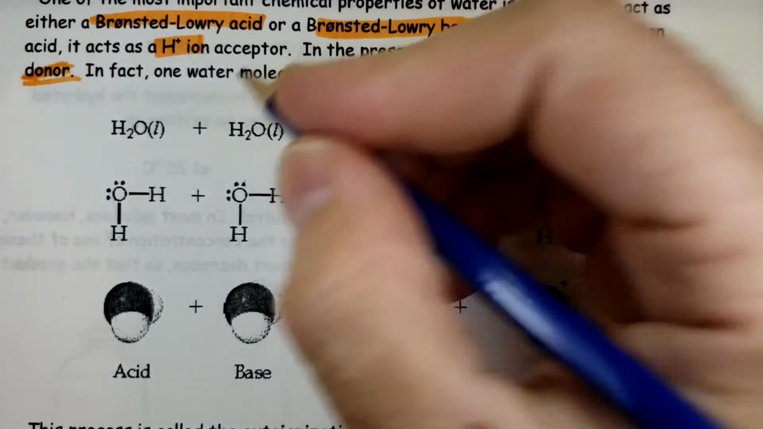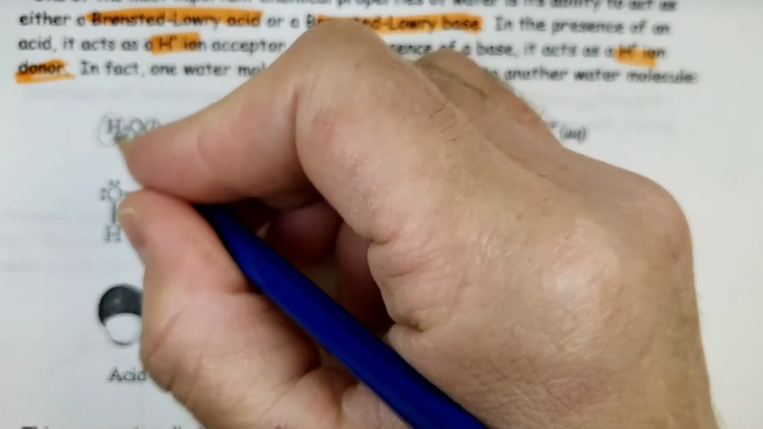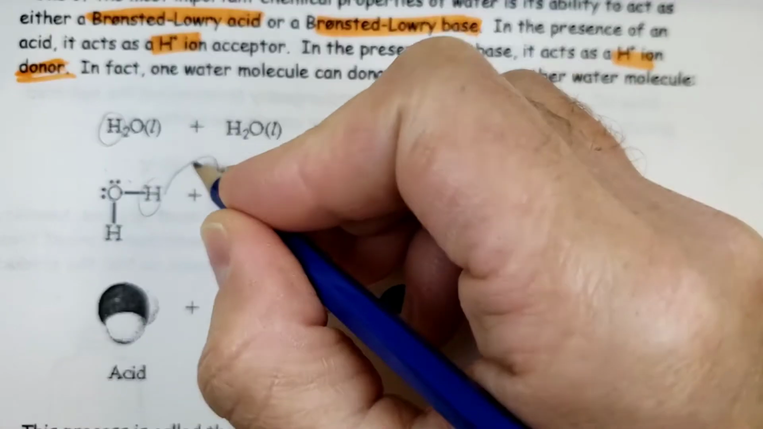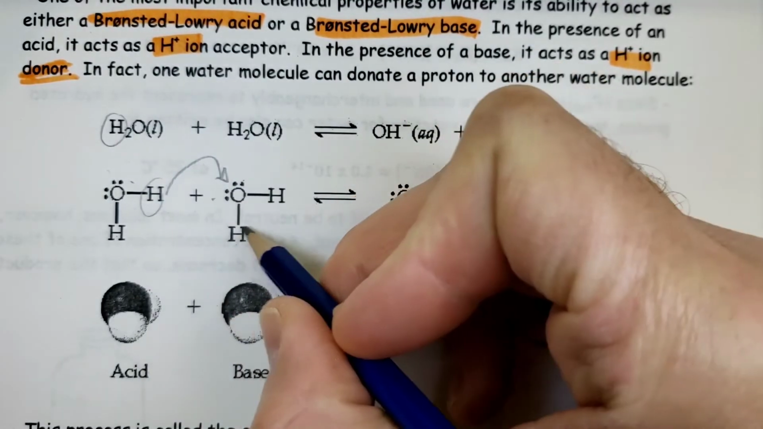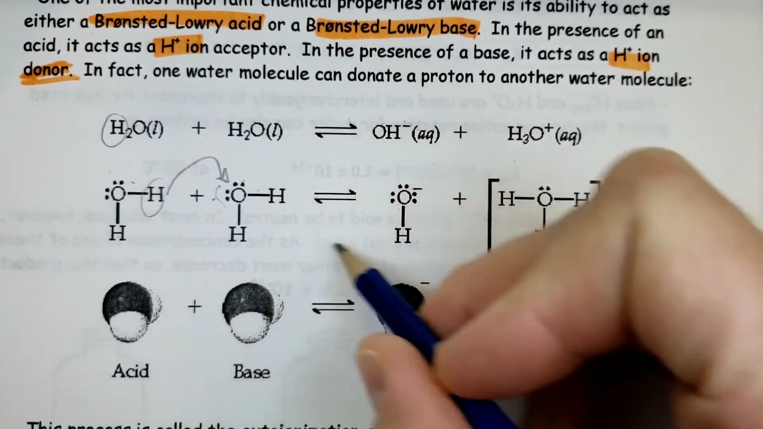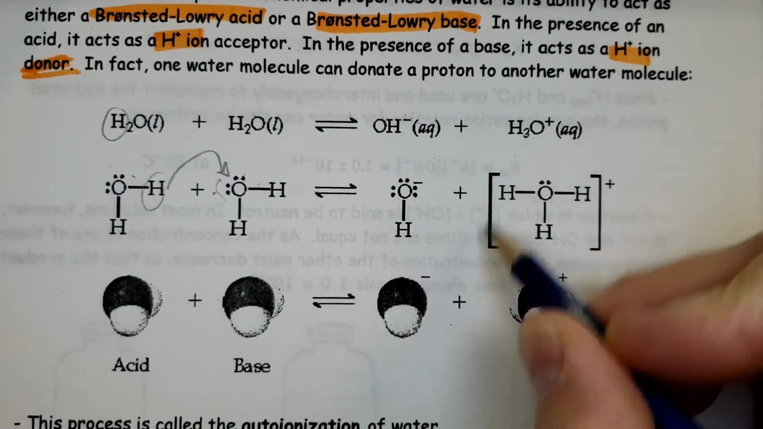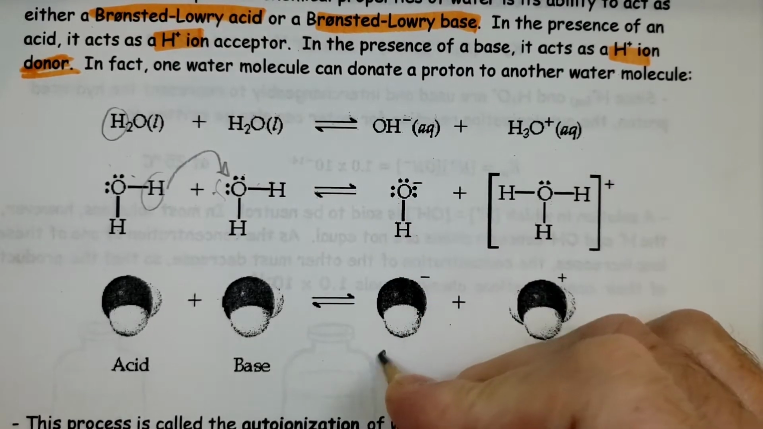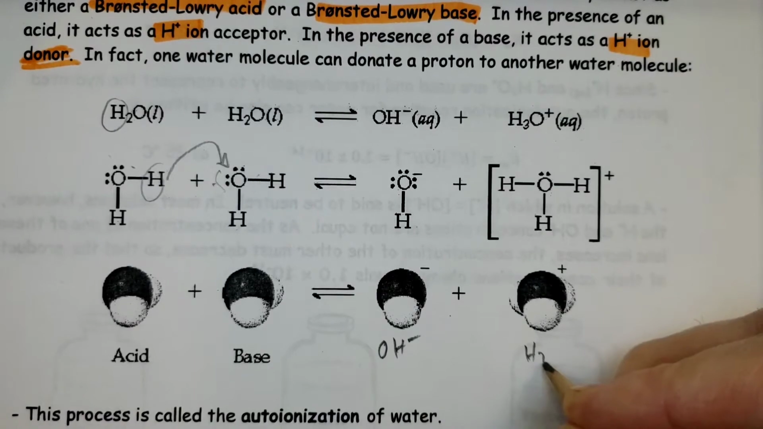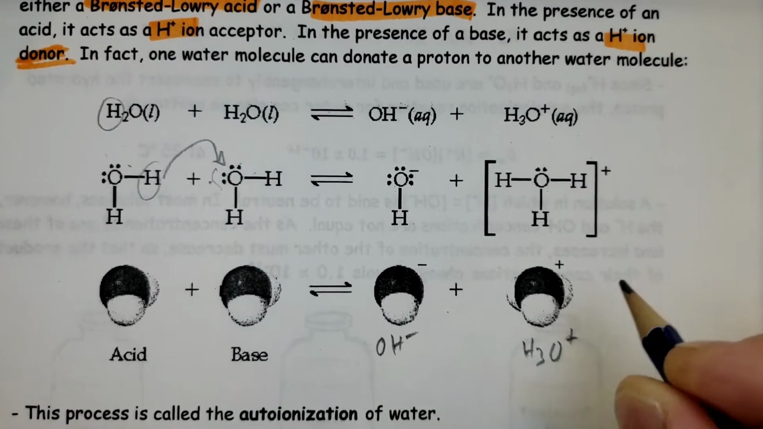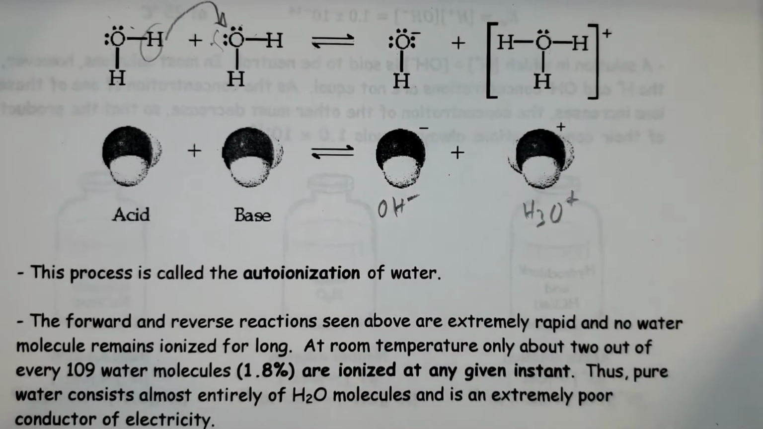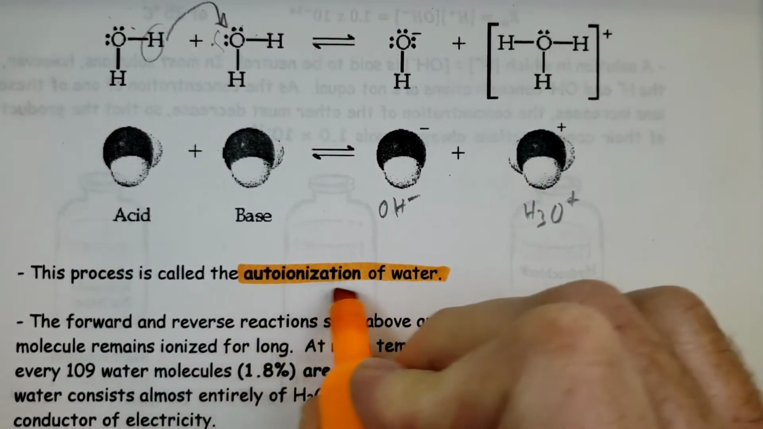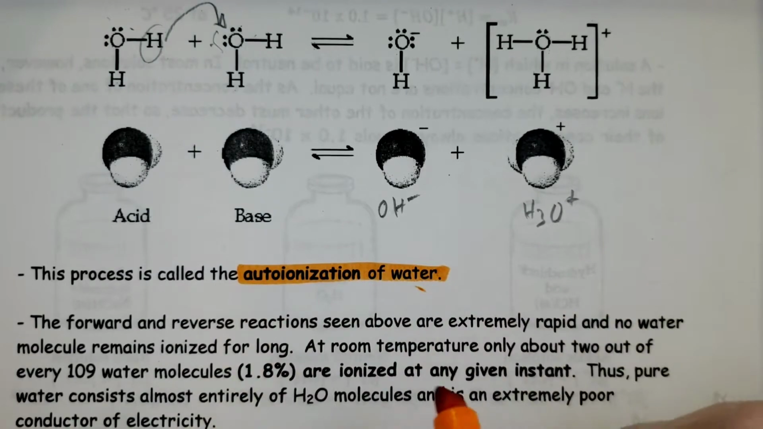So if we take a look over here, we could have one of these H's leave its electron behind, be H positive, and of course attracted to the negative area of the water molecule, and make the hydronium ion here, leaving a hydroxide behind. So it can actually transfer with another water molecule itself. And this is called the auto-ionization, so the ionization of water automatically.